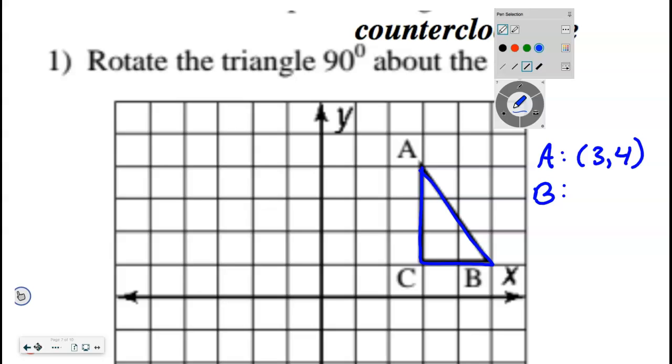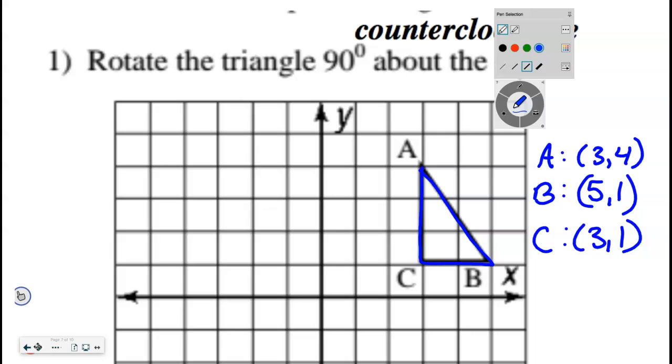All right, B is at 4, 5, 1. And C is at 3 to the right, 1 up. I would write those down. Some of you were writing them next to the letters. That's fine too. I like to write them in the space off to the side.